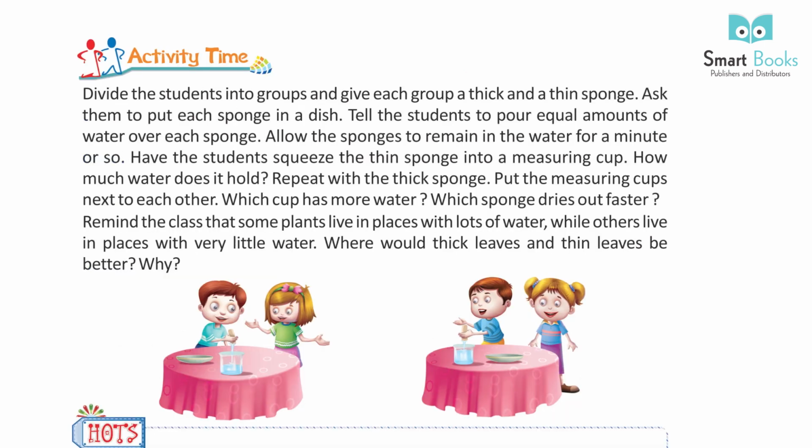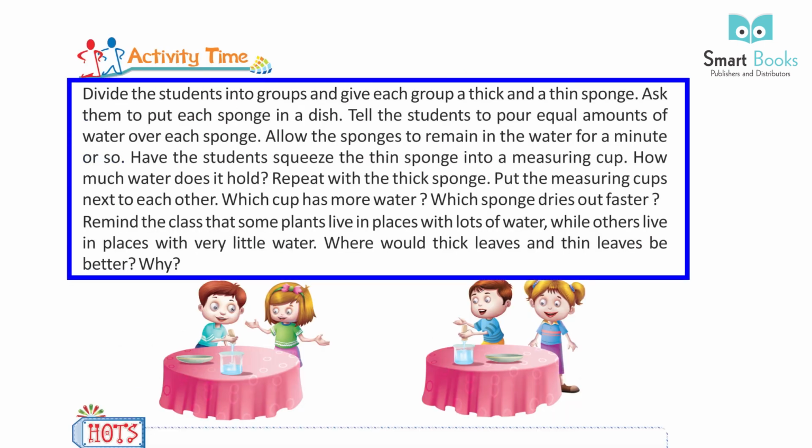Activity time. Divide the students into groups and give each group a thick and a thin sponge. Ask them to put each sponge in a dish. Tell the students to pour equal amounts of water on each sponge. Allow the sponges to remain in the water for a minute or so. Have the students squeeze the thin sponge into a measuring cup. How much water does it hold? Repeat with the thick sponge.